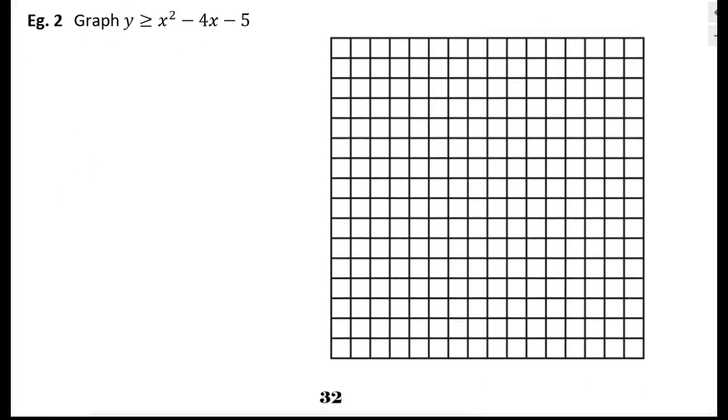Next one, same process, just instead of vertex form, now we're looking at general form. So we can find some different information about this quadratic. First of all, I look at the statement and I say y is greater than my output of my function, so y should be above my function.